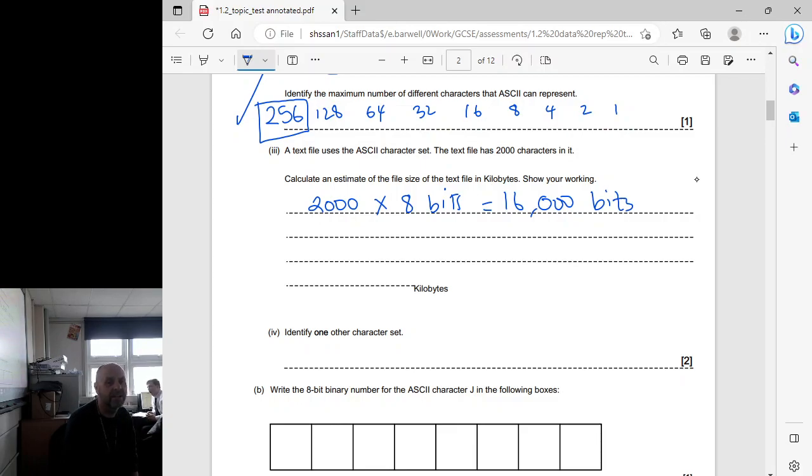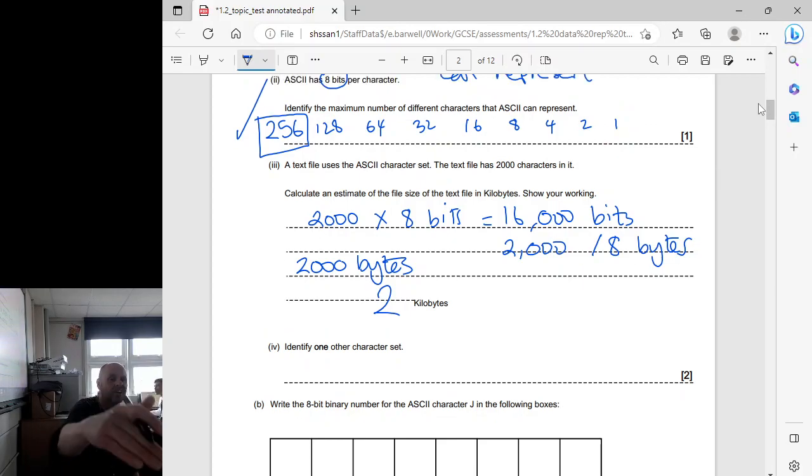But we want it in kilobytes. So divide by 8 to turn it into bytes. That gives us 2,000, so where we started. So that's 2,000 bytes. In kilobytes, well, that's 2, isn't it? 2 is the answer. 2 kilobytes. So I didn't really need to mess about with the bits. If I'd just realised that 8 bits was a byte, I could have gone straight to 2,000 divided by 1,000. So to get to kilobytes, we just divide by 1,000.